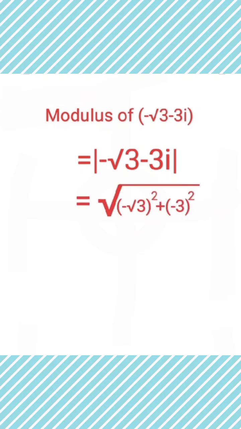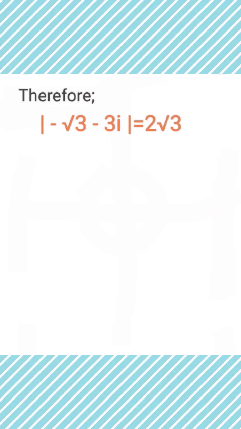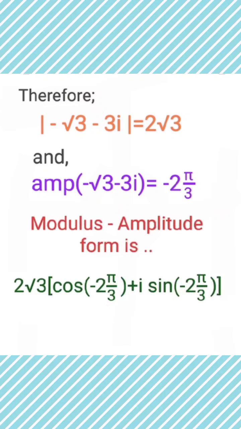And the modulus of minus root 3 minus 3i, mod minus root 3 minus 3i, equals root over minus root 3 square plus minus 3 square, equals root over 3 plus 9, equals root 12, equals 2 root 3. Therefore, mod minus root 3 minus 3i equals 2 root 3 and amp minus root 3 minus 3i equals minus 2 pi by 3. Therefore, the modulus amplitude form is 2 root 3 times cos minus 2 pi by 3 plus i sin minus 2 pi by 3.